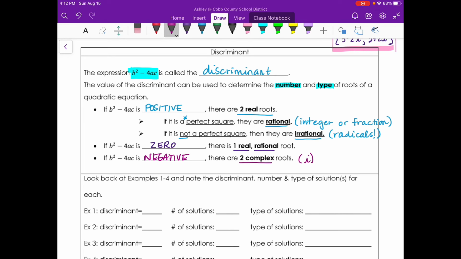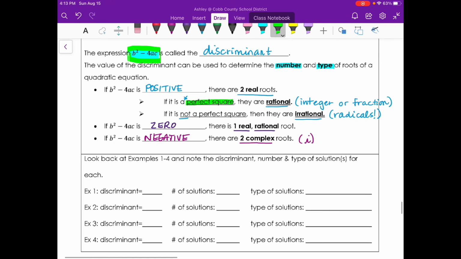Now, here's a cool hint as well. You can test just the discriminant in your calculator, and if it's a perfect square, that means that it could have been factored. So if you hate the quadratic formula and you love factoring, you can plug a, b, and c into the discriminant, b squared minus 4ac, and if it's a perfect square number, backtrack and factor instead of using the quadratic formula.